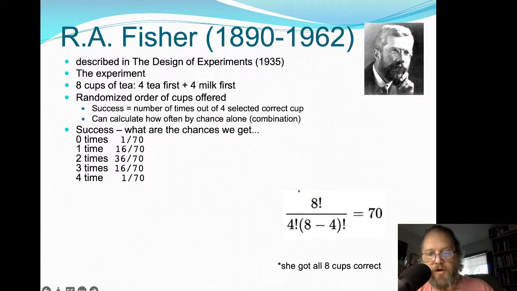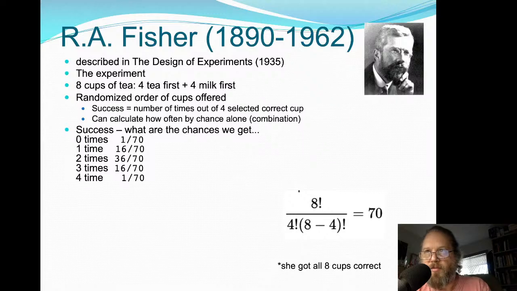You use a combination calculation, and that little exclamation point, if you remember, that's a factorial. That means that you multiply 8 times 7 times 6 times 5 times 4, etc., and then divide it by 4 times 3 times 2 times 1, right? And you get 70. Okay, so you understand sort of the reasoning here.